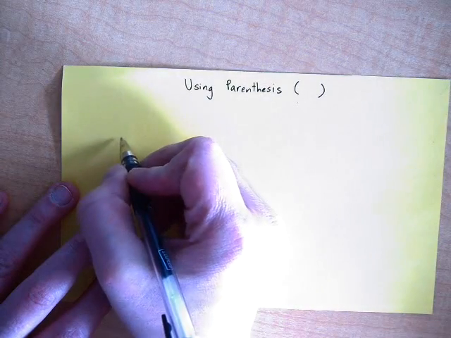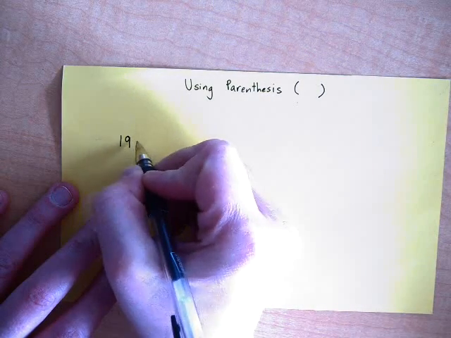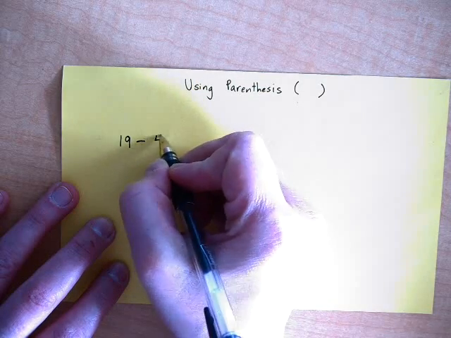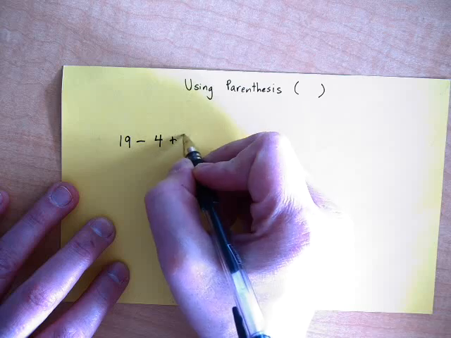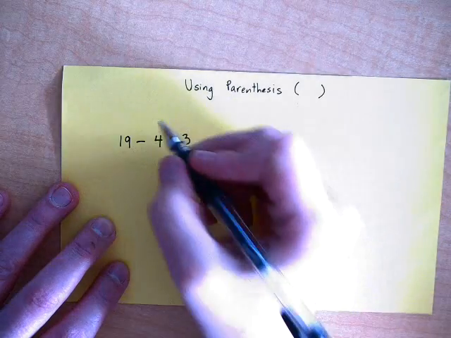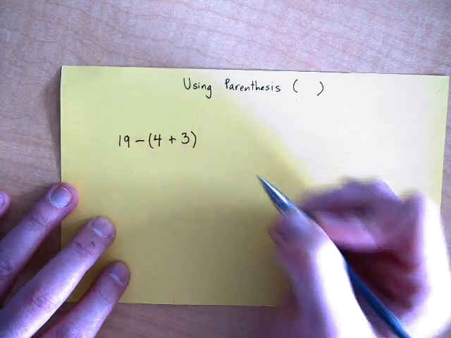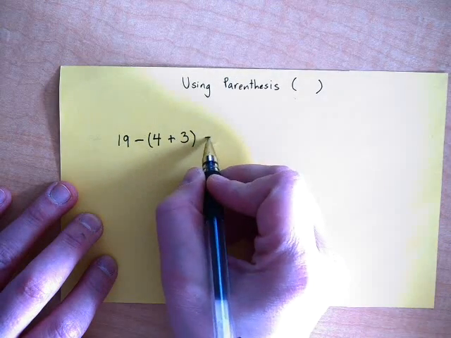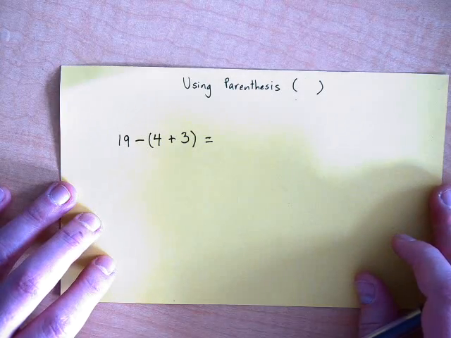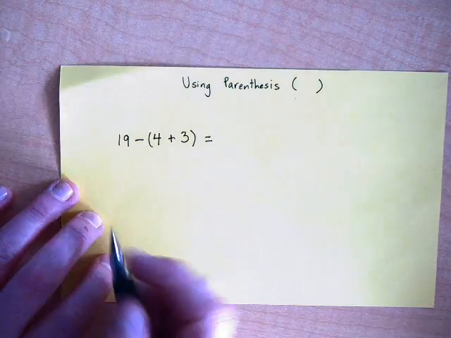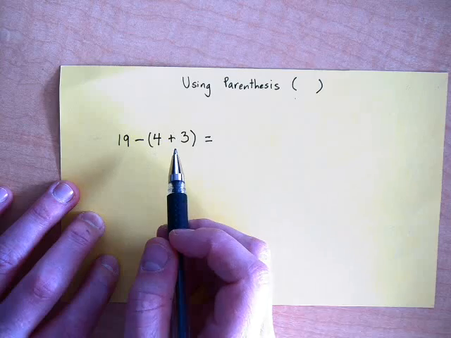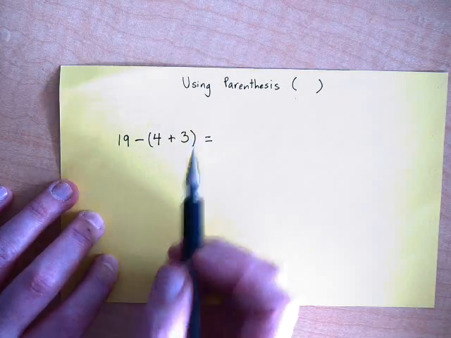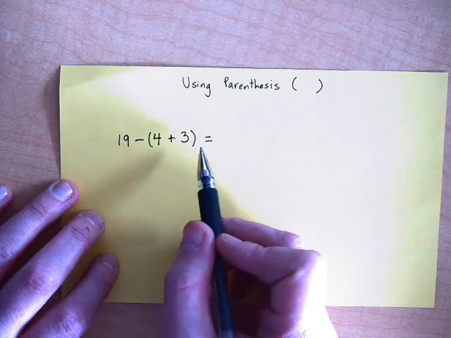So it might be like 19 minus (4 plus 3). And there are parentheses there. Well, if you were to look at this problem, how many of you would know where to start with it? How many of you think you will start with 19 minus 4? Okay, how many of you think you'll start with 19 minus 3? Okay, how many of you think you'll start with 4 plus 3?